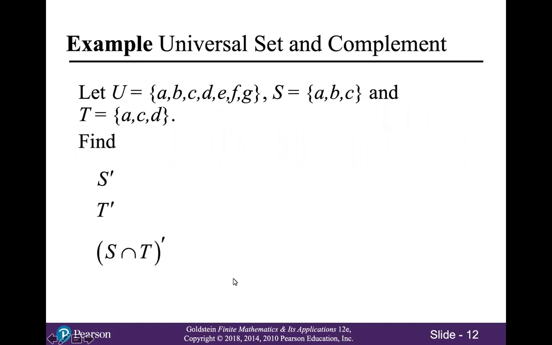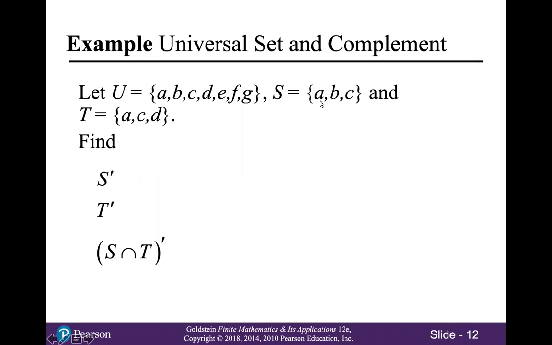All right. So if U is the letters A, B, C, D, E, F, G, S is the set {A, B, C}, and T is the set {A, C, D}, let's find the sets S complement, T complement, and then the complement of S intersect T. At any time, like I often say, I encourage you to pause the video, try to figure it out, and then come back and compare notes. All right, so at this point, I will assume that you have done that if you want to.